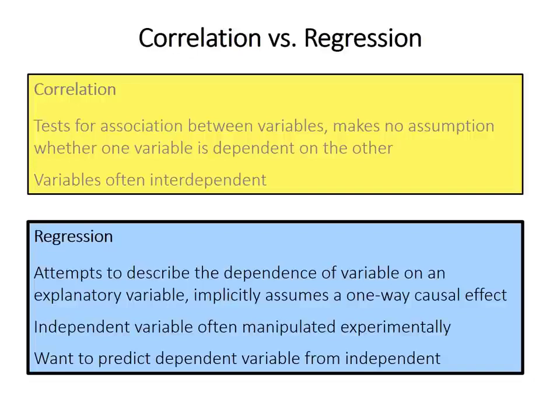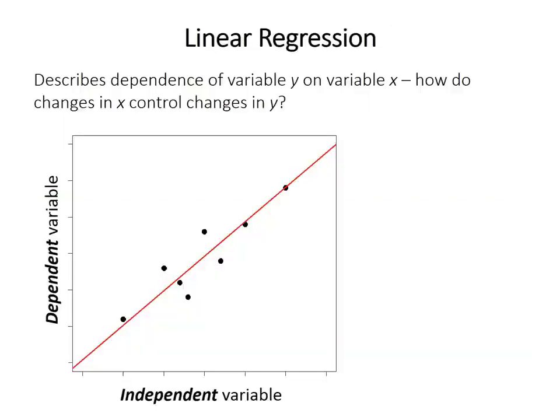Regression, on the other hand, is primarily used for one of two goals. It's used when you hypothesize some one-way causal effect, when one variable controls changes in the other. And it can also be used when you want to predict how one variable, which is called the dependent variable, is influenced by the other, which is called the independent variable. So linear regression describes the dependence of one variable, traditionally placed on the y-axis, on another, traditionally the x-axis. Basically, how do changes in the independent variable x control changes in the dependent variable y?